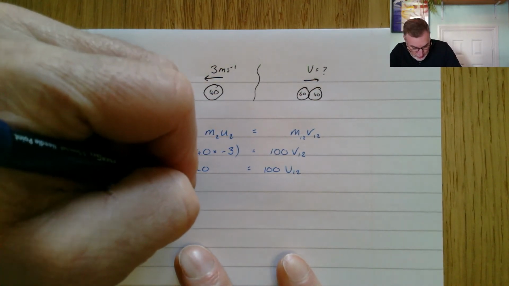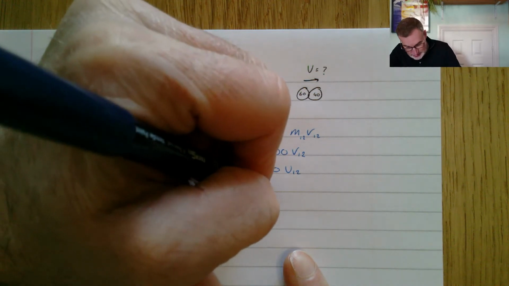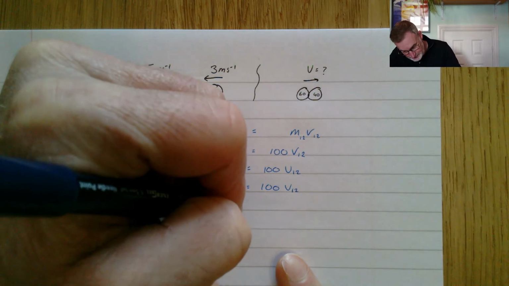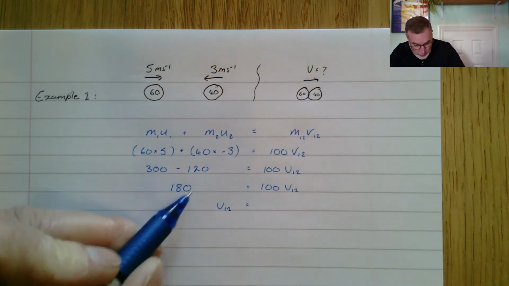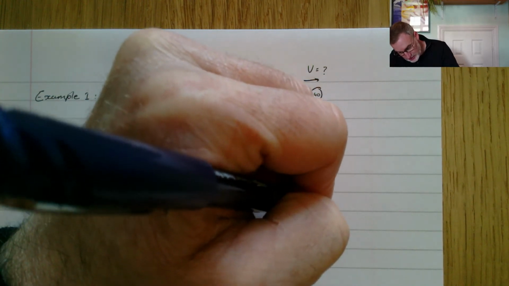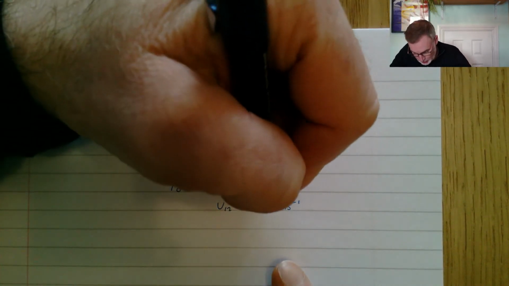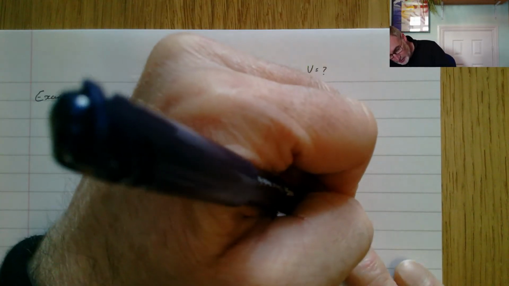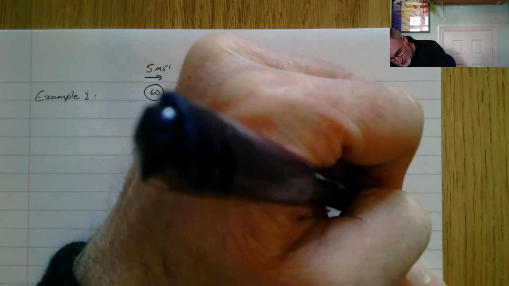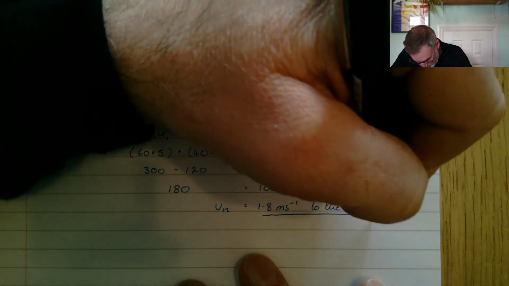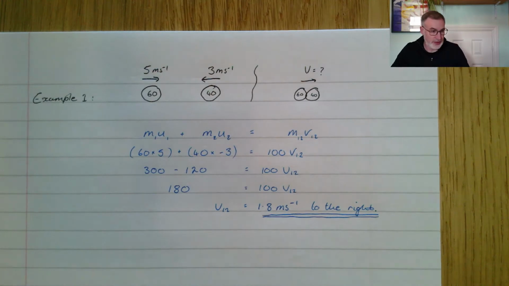This side is going to be left at 180, equal to 100 V12. So V12 will be 180 divided by 100, and that will give me 1.8 meters per second. So the combined velocity of this is 1.8 meters per second, and we must say to the right. Done.